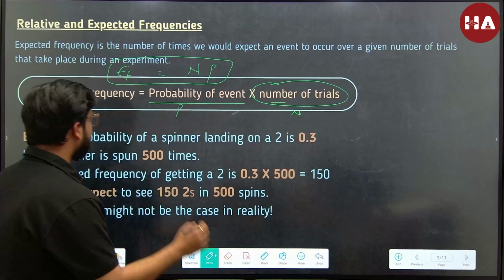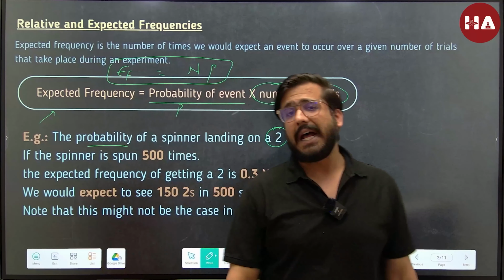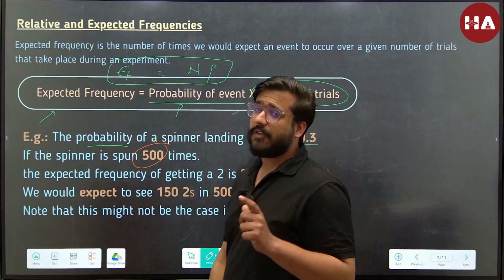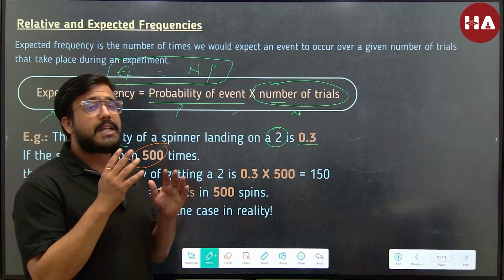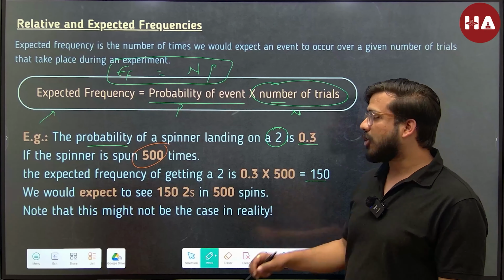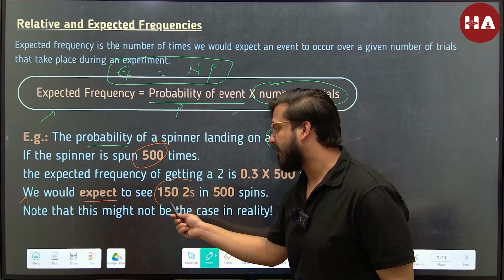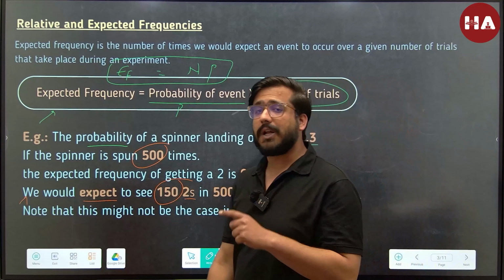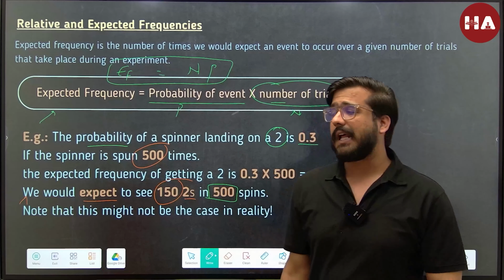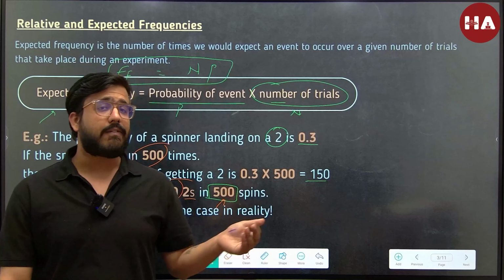Suppose the probability of a spinner landing on the number 2 is 0.3, and the same experiment is done 500 times. Then expected frequency is n multiplied by p, that is 500 multiplied by 0.3, so the answer is 150. So we can expect to see the spinner landing on 2 about 150 times, where the number of trials is 500. You can note this formula and then we'll proceed.